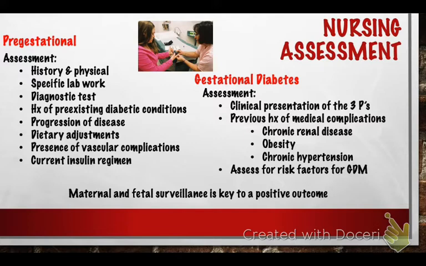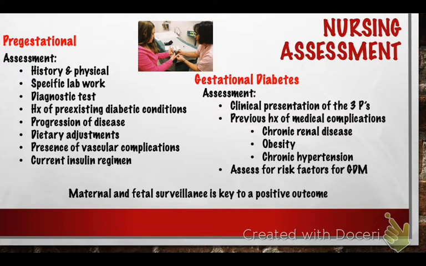We also look for any history of pre-existing diabetic conditions. So this is when we're asking, is our mom a diabetic? Is she not a diabetic? Does she have a first degree relative that's a diabetic? Does she have any of the risk factors? If she has a pre-gestational history of diabetes, these women we're going to treat a little differently.